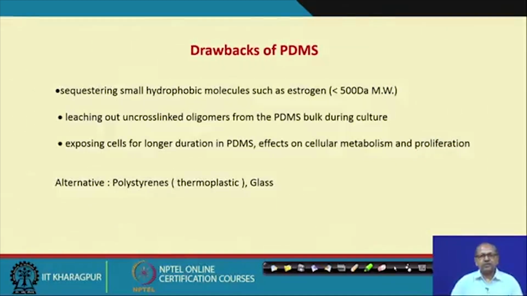But PDMS has some drawbacks also. It sequesters small hydrophobic molecules like estrogen, or hydrophobic molecules of molecular weight less than 500 Dalton, and uncross-linked oligomers leach out from the PDMS bulk during culture, which may affect the cell culture system. If you culture for a long time, this leaching of uncross-linked PDMS can affect cellular growth, biological readouts and biological functions. So, we have to take precautions for that.